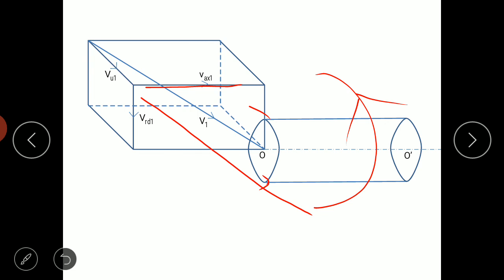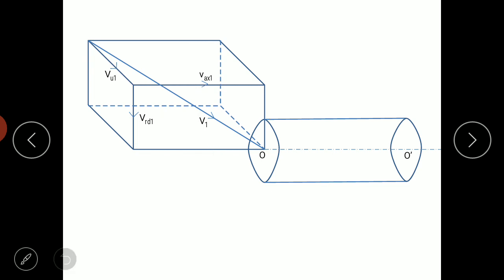So I hope it is clear that Vx1 is not making the wheel rotate, and VRD1 is not making the wheel rotate. Only VU1, the tangential or whirl velocity component, is making the wheel rotate. I hope this is clear with this picture. So the part of V1 is getting converted into VU1, and VU1 is further making the wheel rotate. Okay, this is clear.